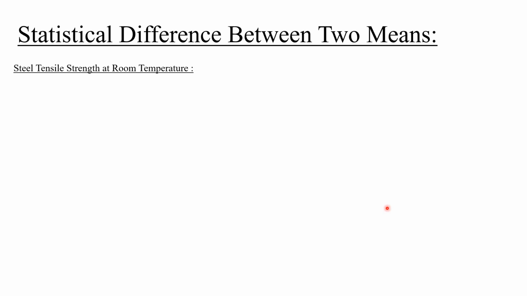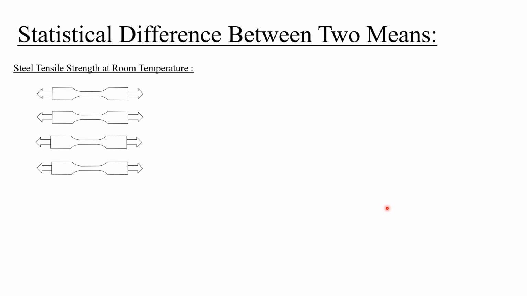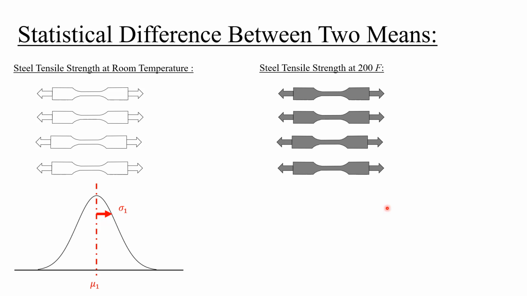We want to find the tensile strength of steel at room temperature. If we do testing once, we get one data point. If we test multiple times, we get a distribution. Our distribution will have an average value and a standard deviation. If we raise the temperature to 200 Fahrenheit and do the testing, we will get a different distribution that will have a different average value and a different standard deviation.